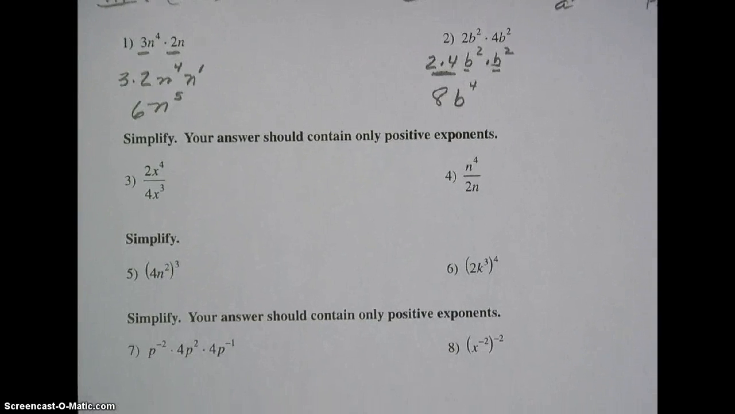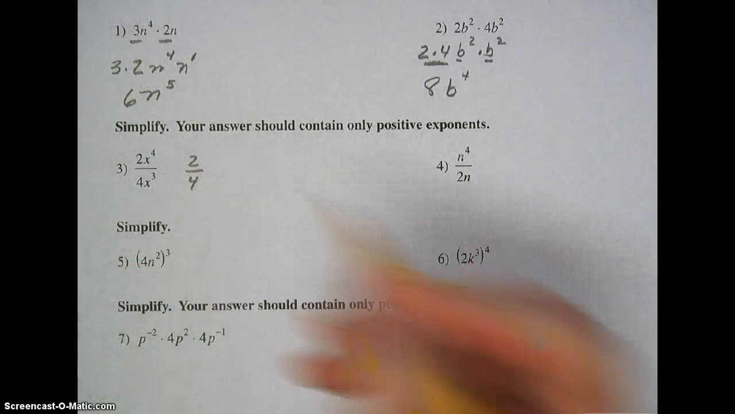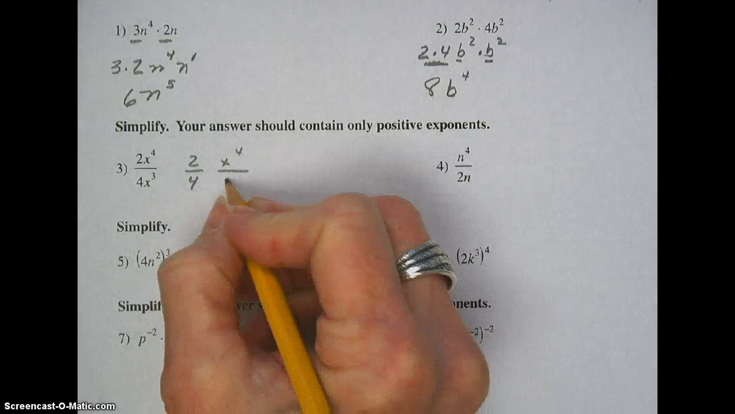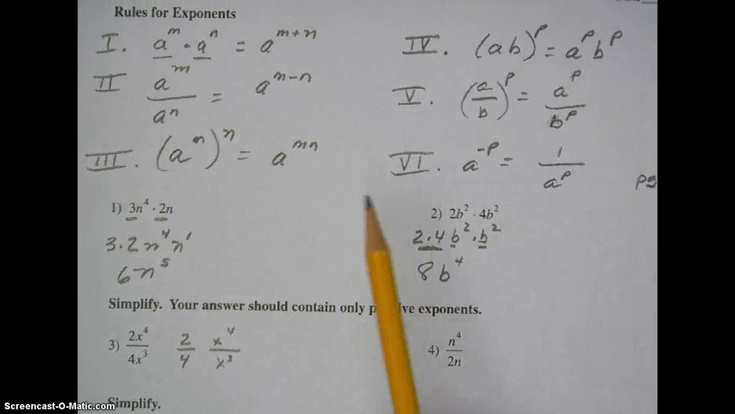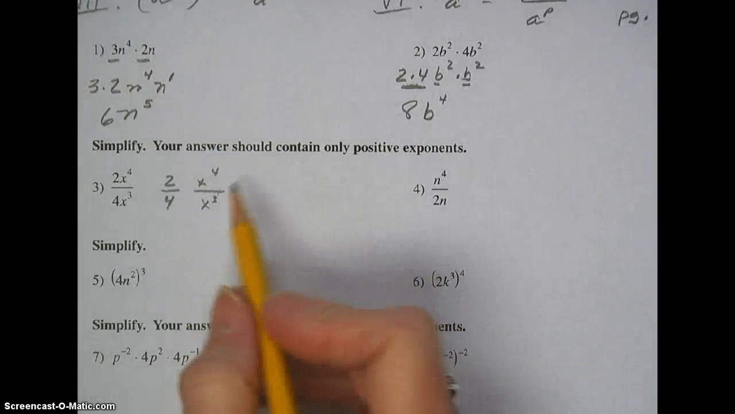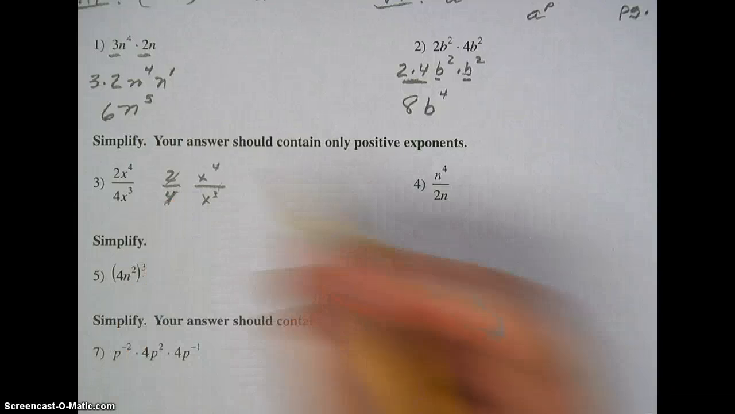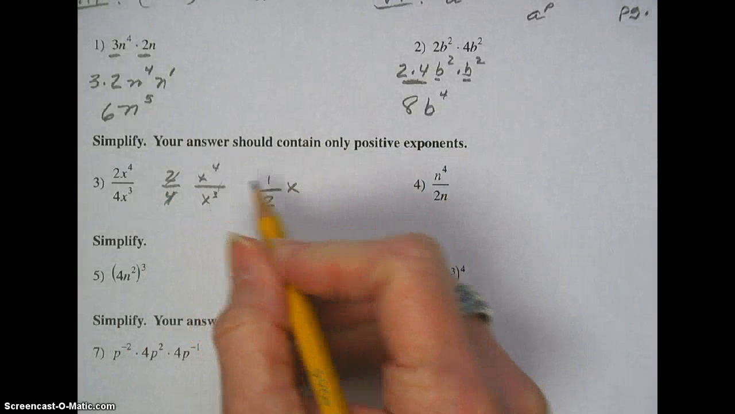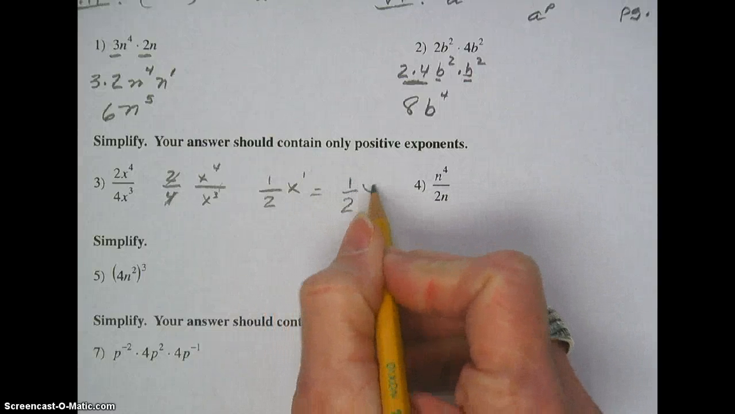Think of these as separate. So 2 over 4 reduces. What happens to x over 4 and x cubed? This should look like rule 2. So we're going to subtract the exponents. X to the 4th, x to the 3rd, reduce 2/4, we get 1/2. 4 minus 3 is 1, and typically we will not write that 1.